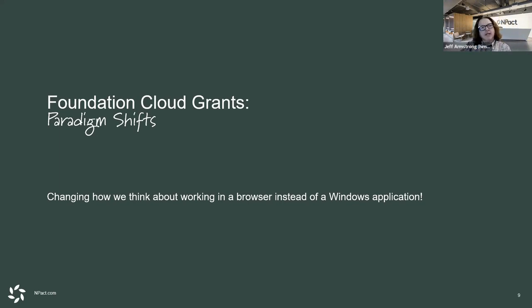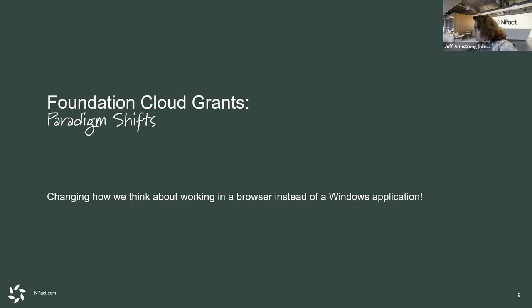So Foundation Cloud Grants is a browser-based application, and GE Classic, of course, is a Windows application. And the way you think about a Windows app and the way you think about a web app are very different. So we've got some paradigm shifts that we're going to need to kind of change the way we think about this application.